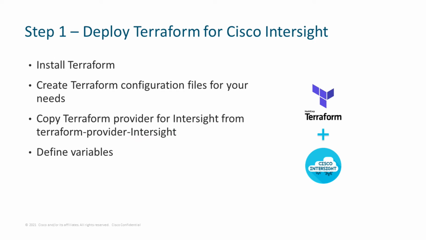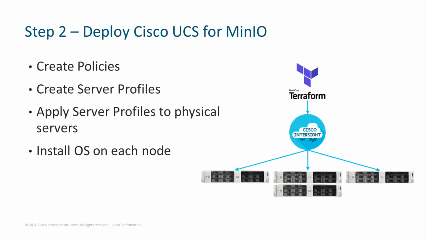The deployment of the whole project is a 3-step deployment. In the first step, we deployed Terraform for Cisco Intersight. So we install Terraform, we create Terraform configuration files, we define variables, and we add the Terraform provider for Intersight. Step 2 of the actual deployment is to create policies and server profiles with Terraform, and apply the server profiles to all 4 MinIO storage nodes. And finally, we do an install of the operating system on each node, all done with Terraform.